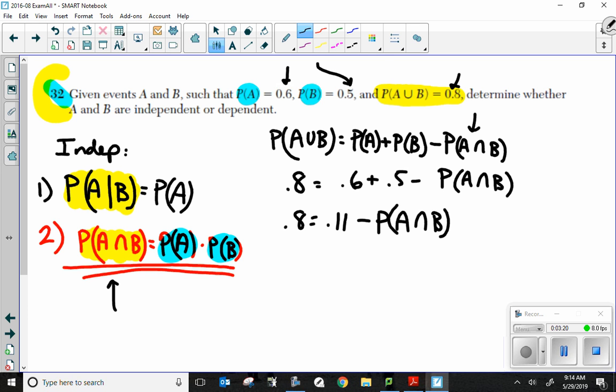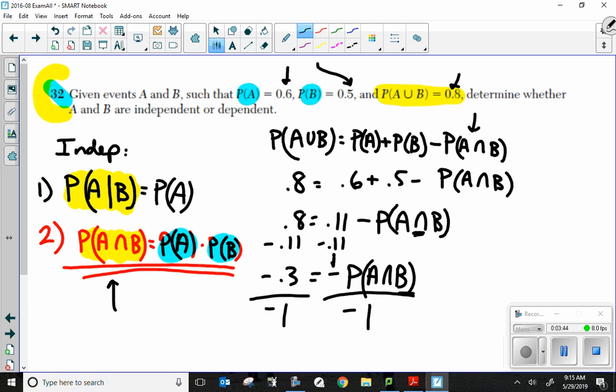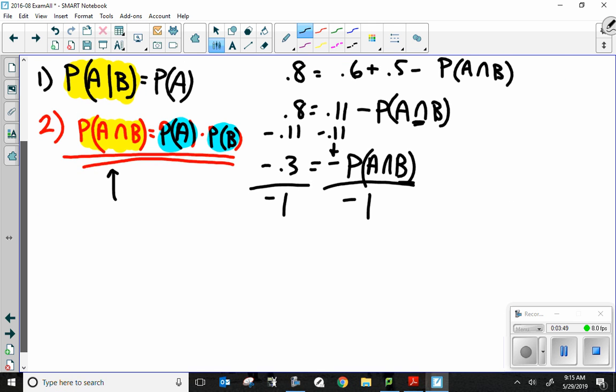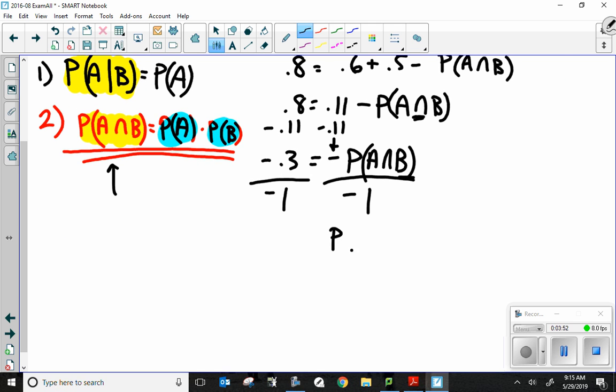At this point, you should know that the probability of A and B is 0.3, because 1.1 minus 0.3 is 0.8. But let's do this algebraically. Minus 1.1. So we get negative 0.3 equals negative probability of A and B. I'll just divide both sides by negative 1 because I don't want negative probability here. I want that positive. So ultimately, the probability of A and B is 0.3.